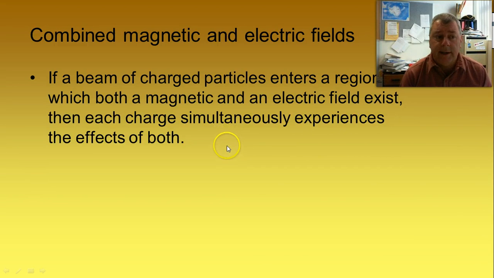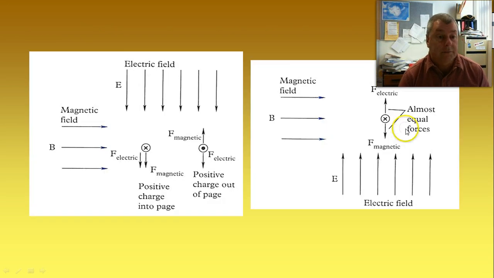And what you've got to realize is that each charge simultaneously experiences the effects of both. So you have to work out what's going to happen due to the electric field and what's going to happen due to the magnetic field, and both of those things will occur at the same time.